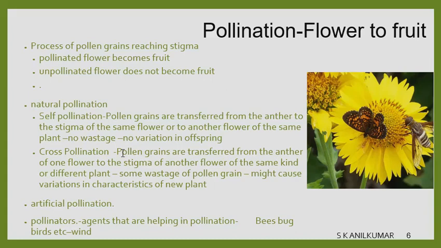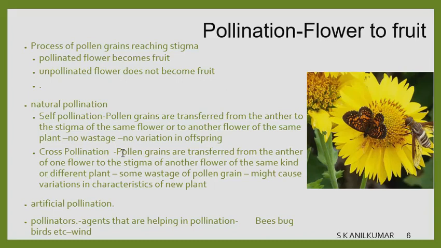When it is natural pollination, usually there is no variation in the offspring and there is no wastage of the pollen grains. A smaller number of pollen grains is enough because it is mostly falling from the anther of the same flower to the stigma of the same flower. In cross-pollination, pollen grains are transferred to the same flower or a different flower, but there is wastage because when birds and bees go from one flower to another, some pollen grains will fall on the ground and get wasted. Also, this may cause variation because it may involve two different plants, two different flowers. So there could be variation in the characteristics of the plant.